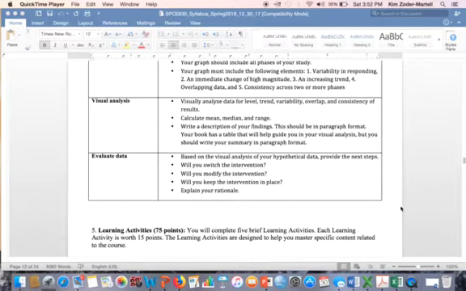So based on the visual analysis of your made-up data, provide the next steps. What are you going to do? Are you going to switch the intervention? Will you modify the intervention? Are you going to add a component, remove a component? Are you going to keep the intervention in place? Make sure that you explain your rationale.